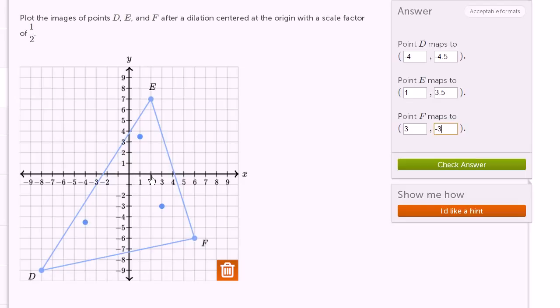So the important thing to recognize is the center of our dilation was the origin. So in each dimension, in the x direction or in the y direction, we just halved the distance from the origin because the scale factor was 1/2. We got it right.